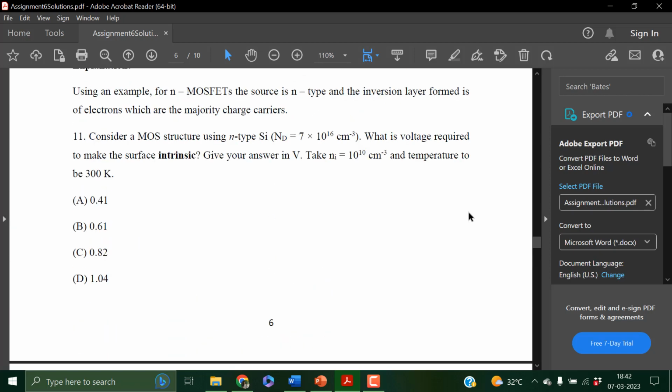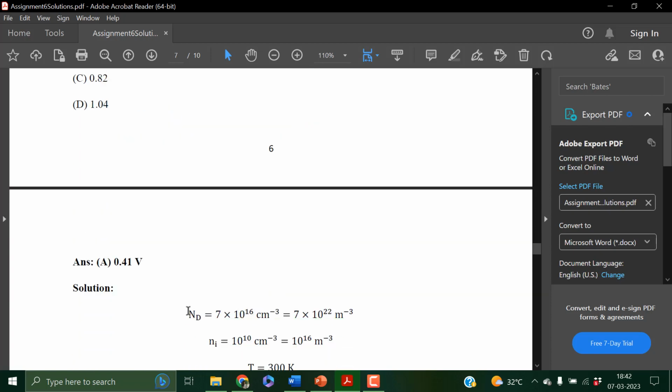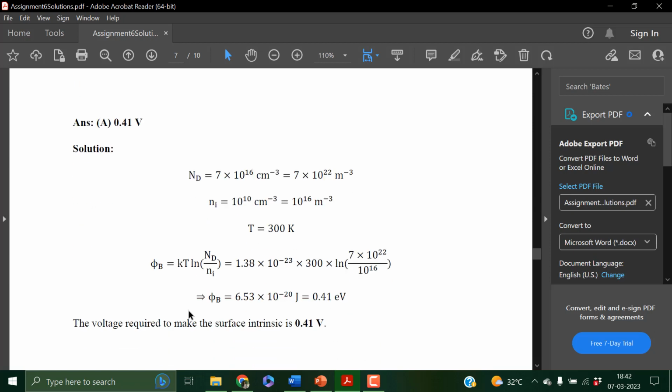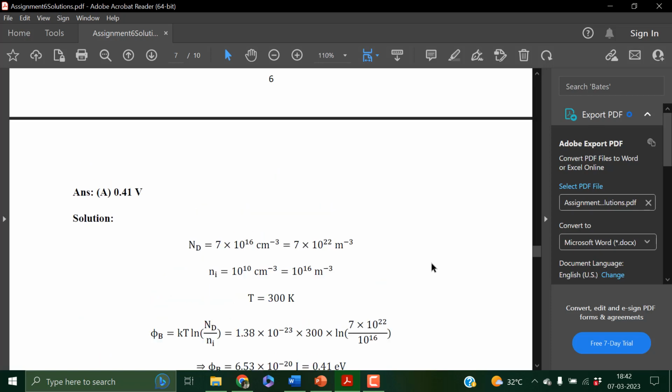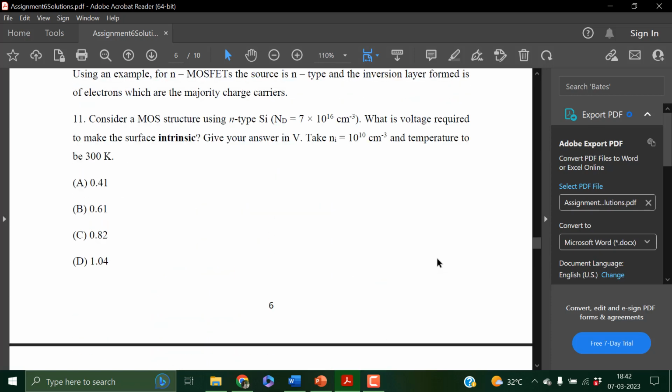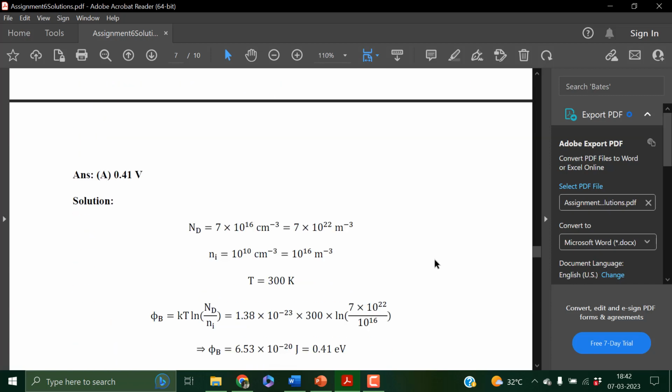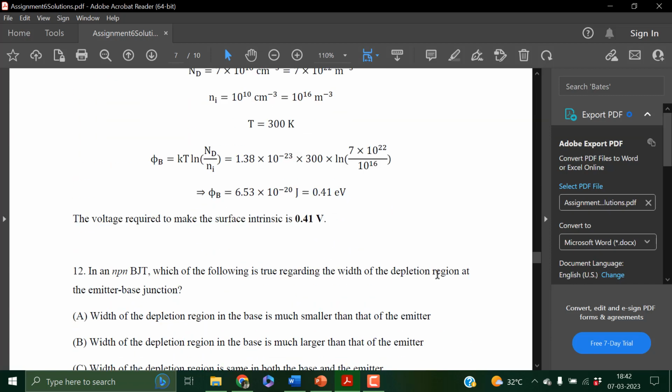See, basically what is the voltage required to make the surface intrinsic? Surface intrinsic means that we are removing the barrier, right? Yes, ma'am. So it's not phi S, you'll have to calculate phi B in that case. I think I got answer 0.41 electron volts, ma'am. I'm not sure it is right or wrong. 0.41 electron volts? Yeah, that's correct. The answer is correct.